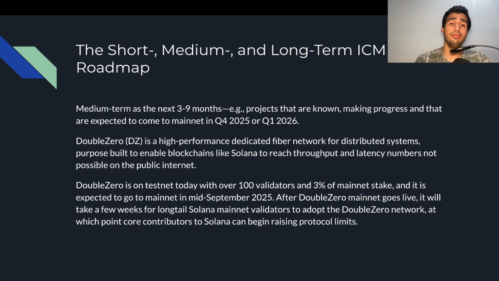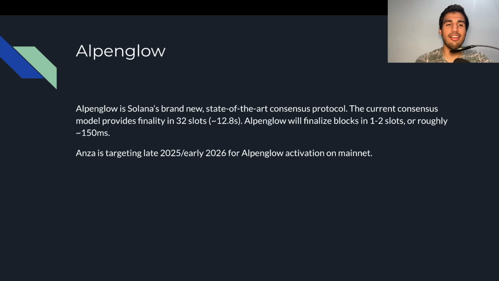So in the medium term, that's in the next 3 to 9 months, is 00. 00 is a high-performing dedicated fiber network for distributed systems, purpose-built to enable blockchains like Solana to reach throughput and latency numbers not possible on public internet. Right now, it's in testnet with over 100 validators, so that's pretty good, and 3% mainnet state. This is supposed to be dropping in mid-September. Hopefully it does. That's when they expect it to go live, but obviously there might be some hiccups or they might drop it sooner or later, but this is just an estimate.